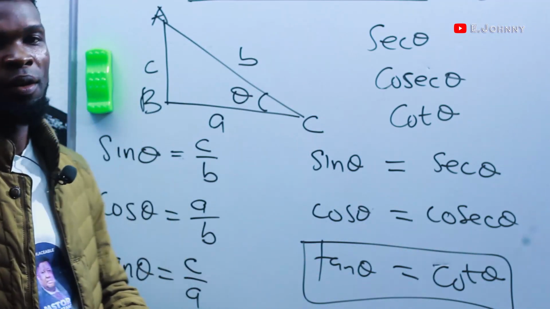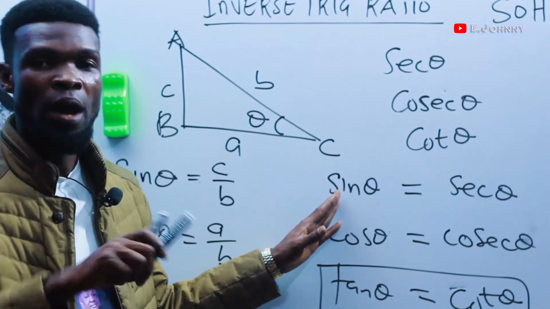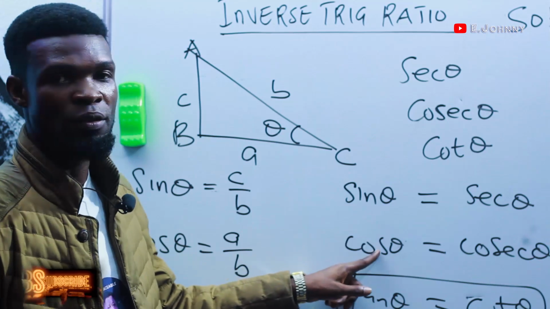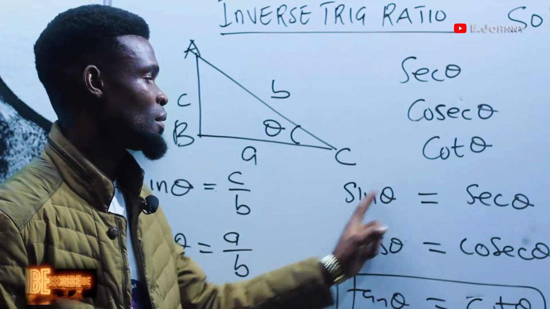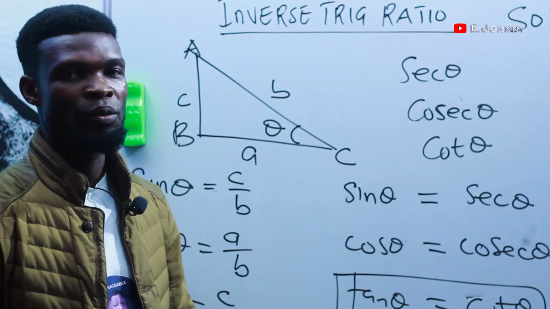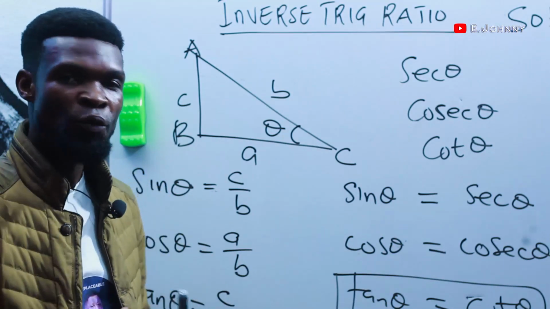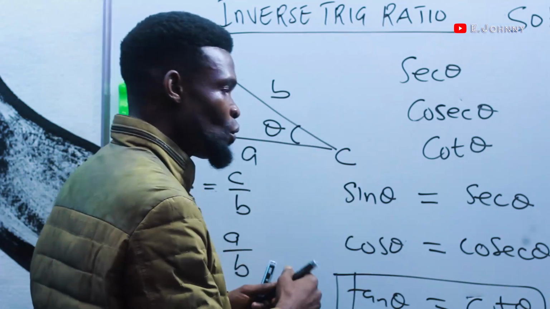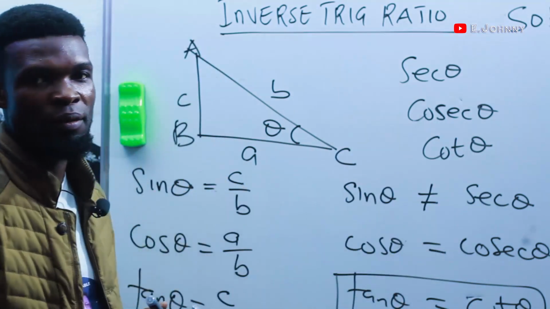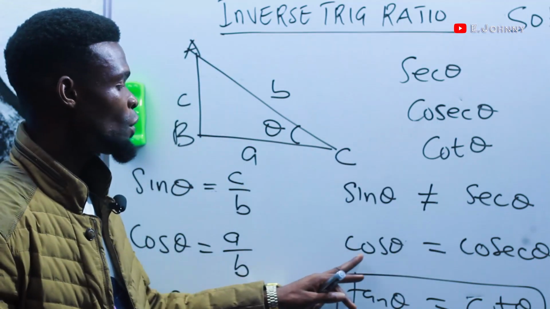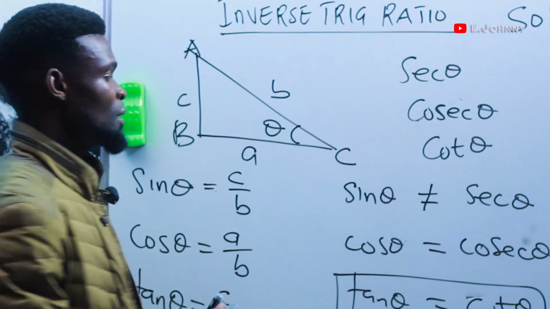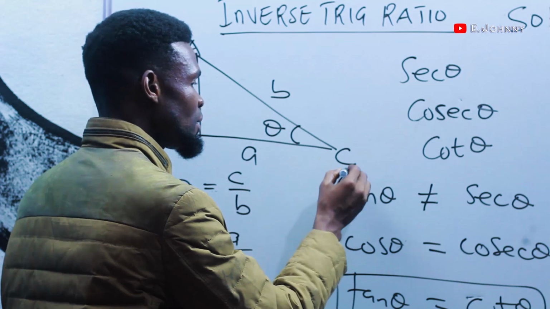Where a lot of students have problems most times, or are always confused, is between sine and cos, as to which one goes with which. I want to clarify that right now. So if you are asked what is the inverse of sine theta, do not say that it is sec theta. It is not equal to sec theta. At the same time, the inverse of cos theta is not cosec theta. If you say so, then that means you'll be talking about S.